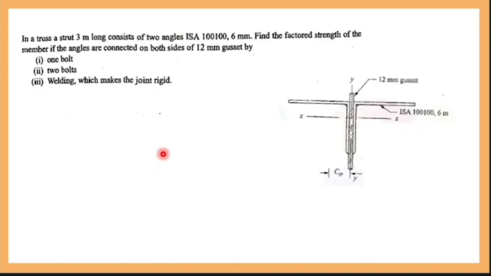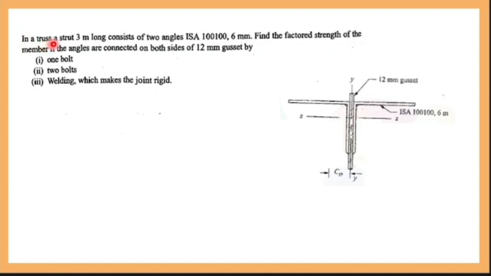In a truss, a strut of 3 meter long. This is a strut component. The previous two problems were beam problems where a column is being used. With the Indian standard beam, they are using an I section for the column. Now the compression member need not only be a column, it can be a strut in a truss. You can have the strut in a truss and design the strut as a compression member.